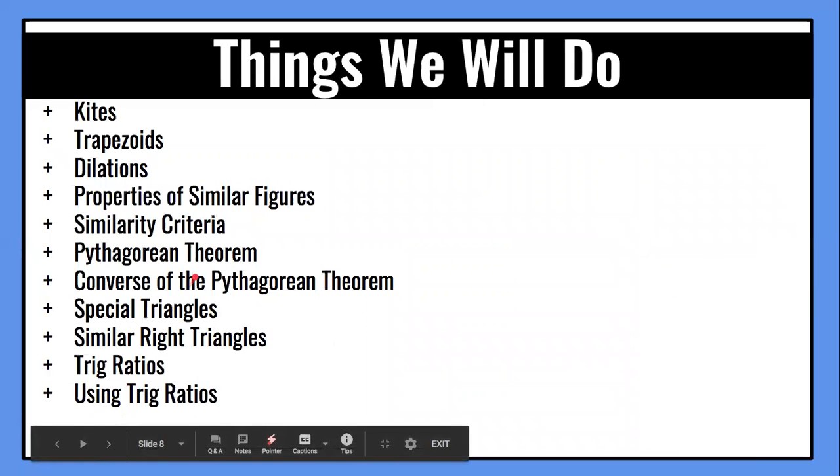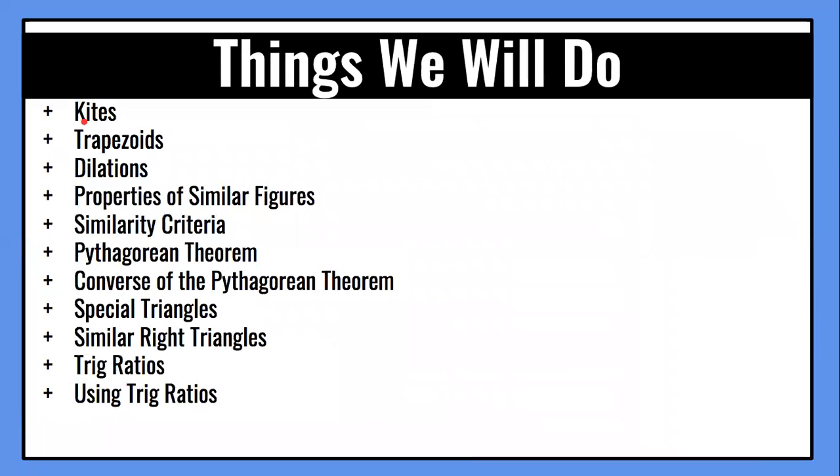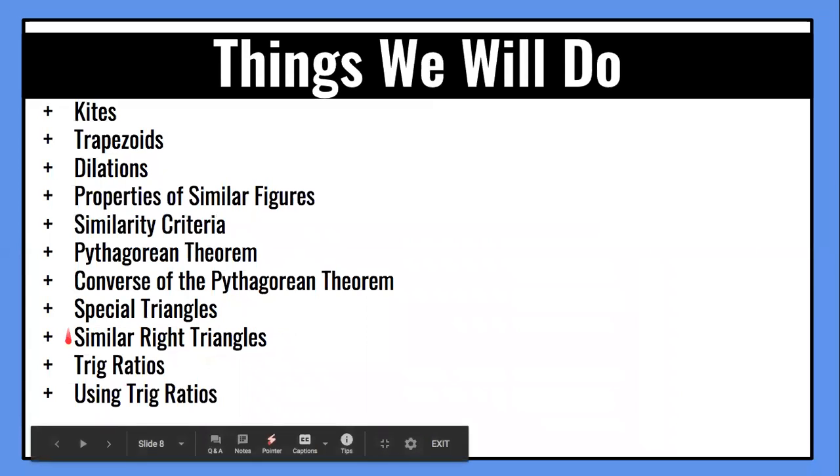But things that we do need to cover this semester: we have kites, trapezoids, dilations, properties of similar figures, the similarity criteria, Pythagorean theorem, converse of the Pythagorean theorem, special triangles, similar special triangles, which refers to 30-60-90 triangles and 45-45-90 triangles and their special properties. We have similar right triangles that we're going to go over, and the trigonometric ratios and how to use those ratios. And if more time allows us, we might go into more detail. But that's kind of where we're headed right now.